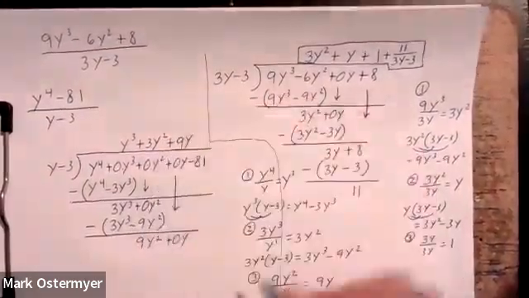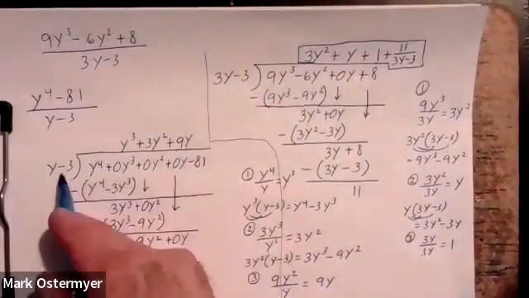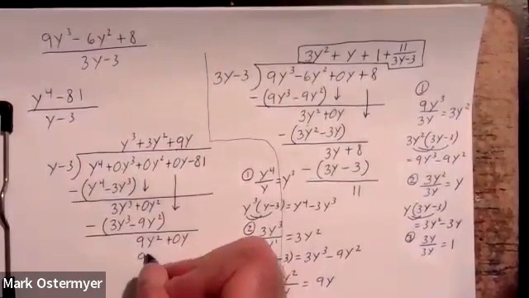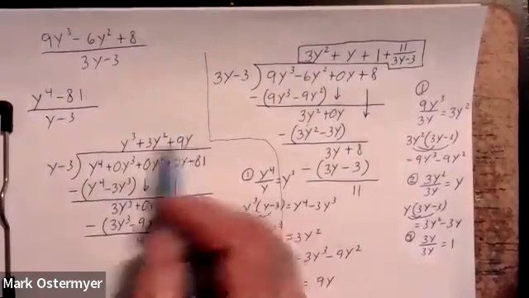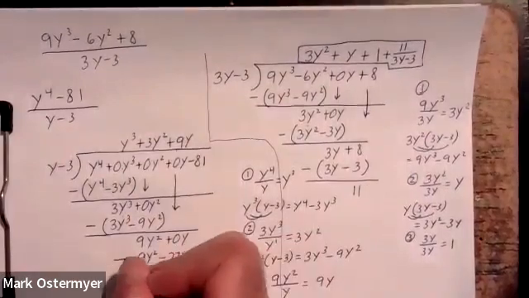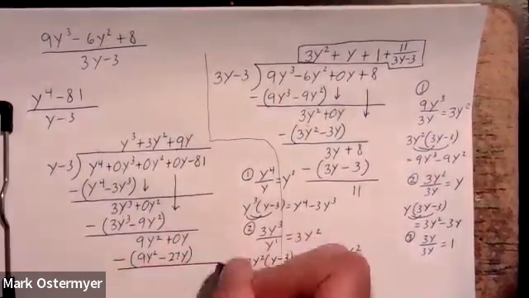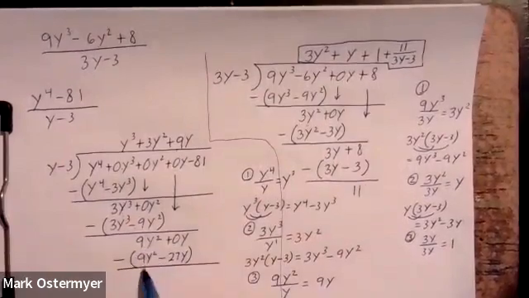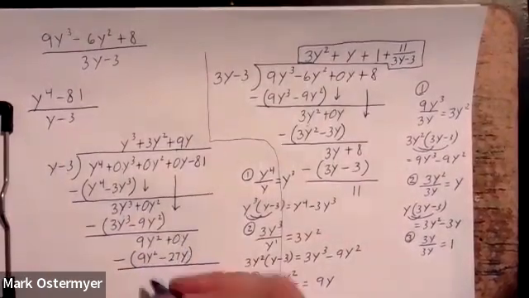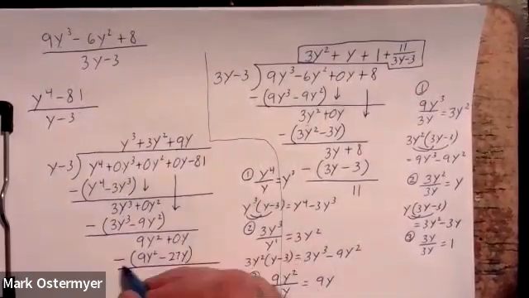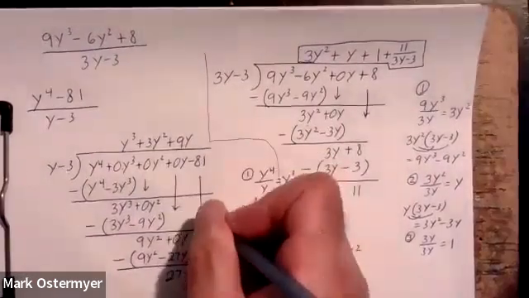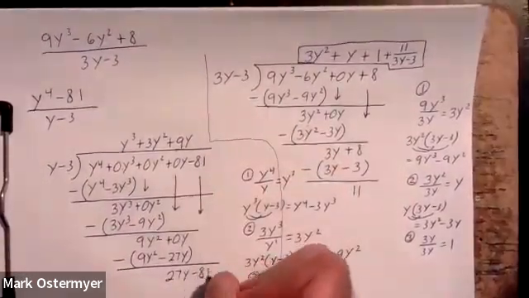Next term in our quotient. Take 9y and multiply it by the divisor. 9y times y is 9y squared. 9y times negative 3 is minus 27y. Subtract off the whole polynomial. 9y squared minus itself is 0. 0 subtract a negative 27 is 0 plus 27. So 0y subtract a negative 27y is 27y. Bring down the minus 81.